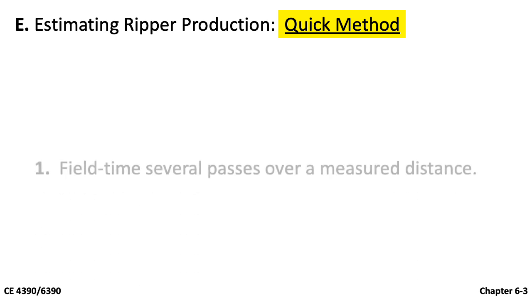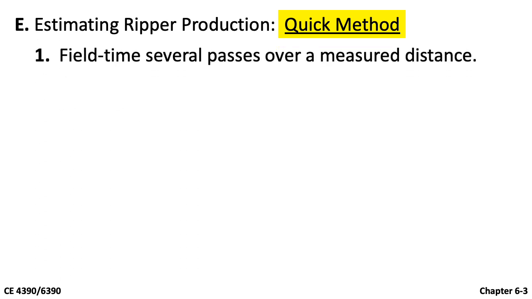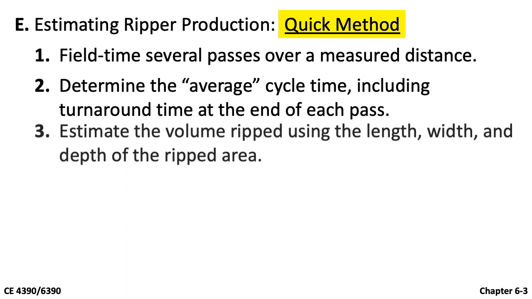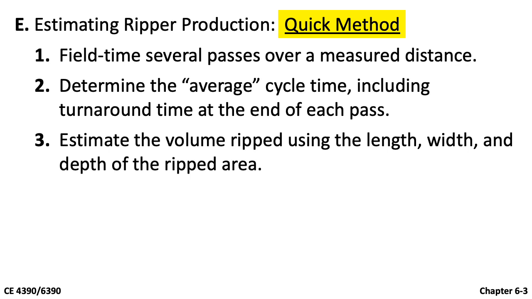Using this method, you need to do several field experiments over a certain measured distance using your machine. Then, you determine the average cycle time, including turnaround time at the end of each pass. Once you get the cycle time from the field tests, you can estimate the volume of rock being ripped using the length, width, and depth of the ripped area.